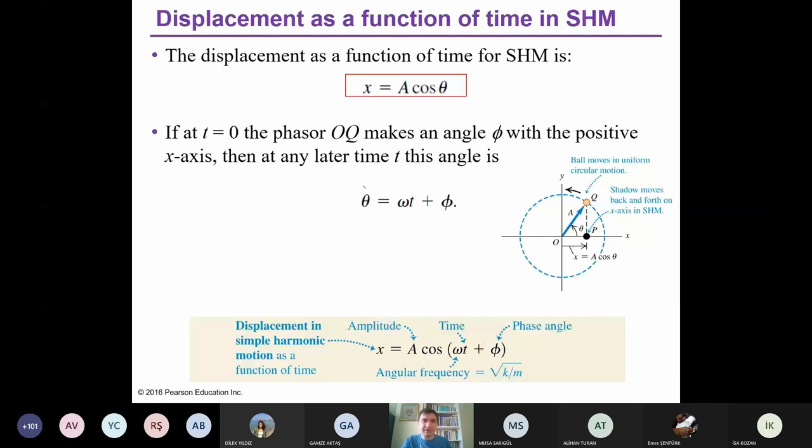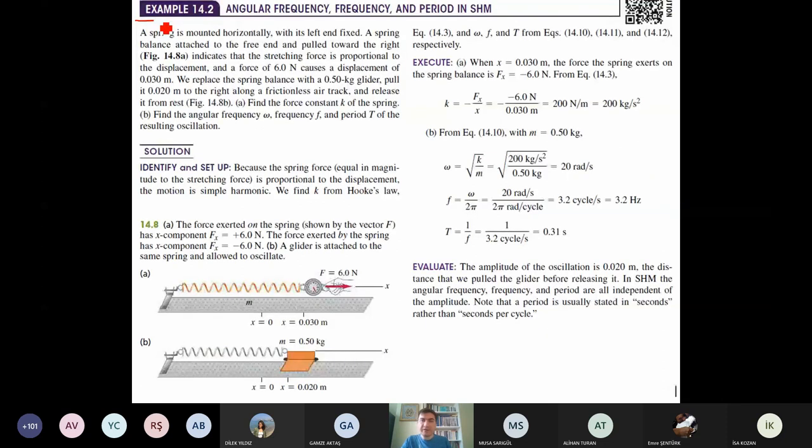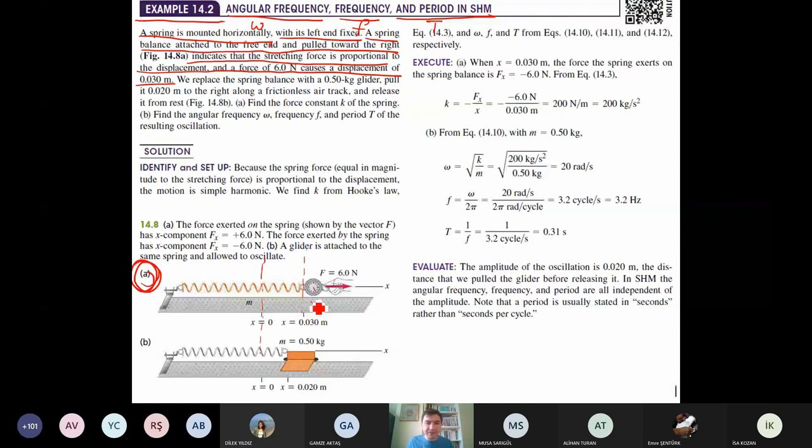So this is example 14.2 from the book, Angular Frequency and Period in Simple Harmonic Motion. Period is time. A spring is mounted horizontally. This is the spring here in figure A. With its left end fixed, a spring balance attached to the free end and pulled toward the right indicates that the stretching force is proportional to the displacement, and a force of 6 Newton causes a displacement of 0.03 meter. So this is the equilibrium condition for the spring where x is equal to 0. This is the stretched condition, and this is the spring balance. So you apply a force, 6 Newton to the right side, and it causes a displacement of 0.03 meter.